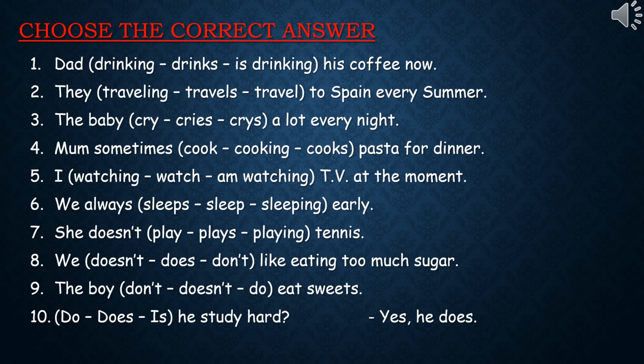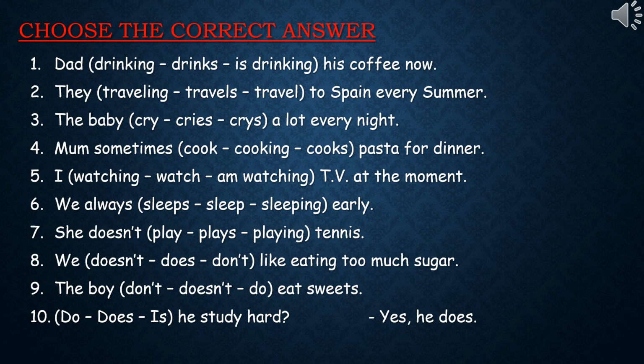Number 2. They travel to Spain every summer. Every summer, can you see? Yes, it's for the S house. So, they traveling or travels or travel? Ask yourself, they, was it in the S house? No, it wasn't. So, traveling or travels or travel? Yes, it's travel only.